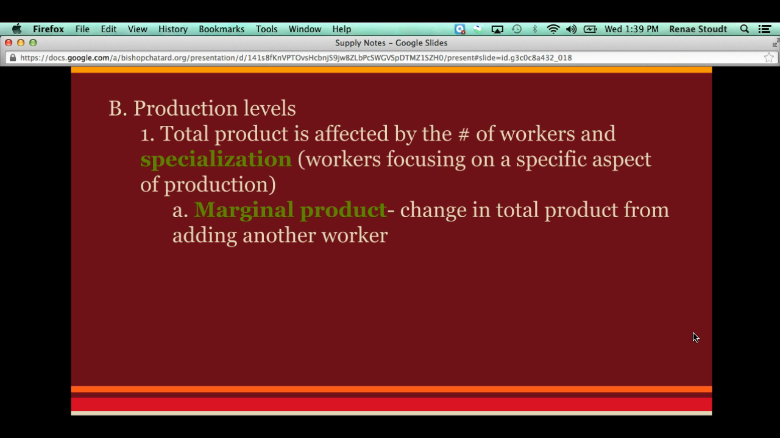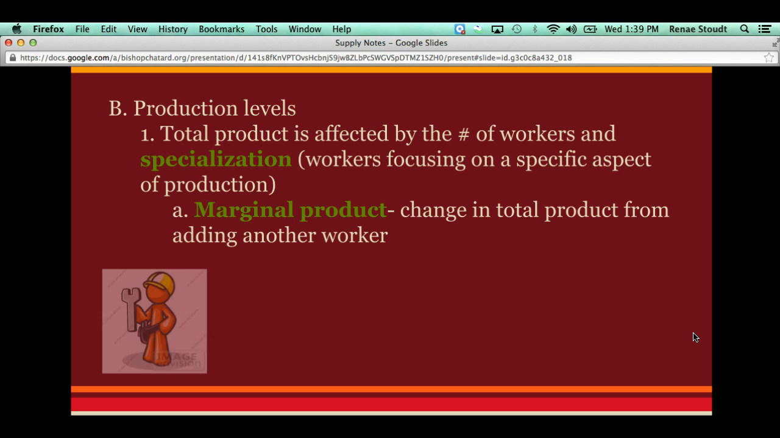That's exactly why I'm saying that, because here we're talking about marginal product. Marginal always means additional or extra. So in this case, we're talking about the change in total product from adding one more worker. In other words, how many more airplanes can we produce because we added one more person?